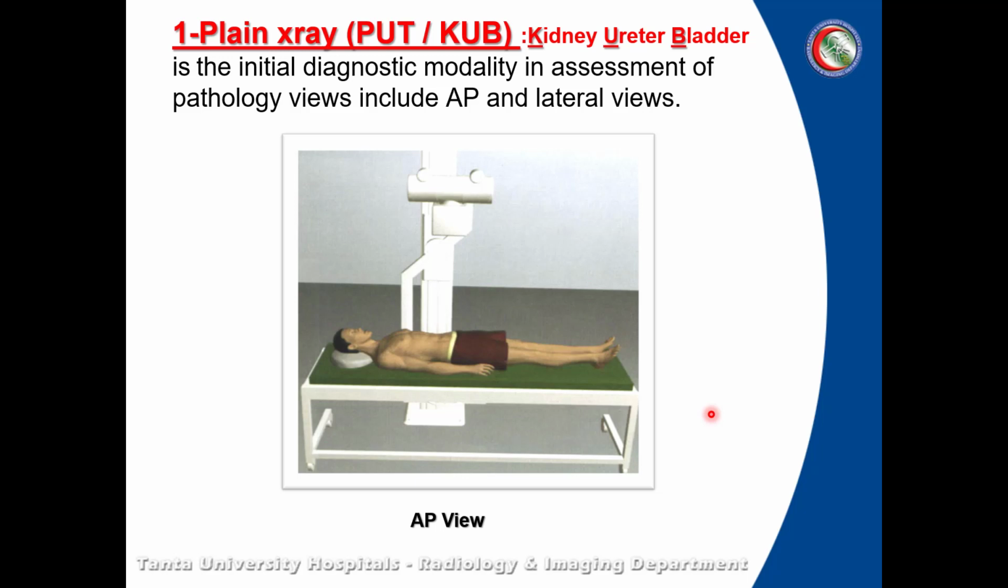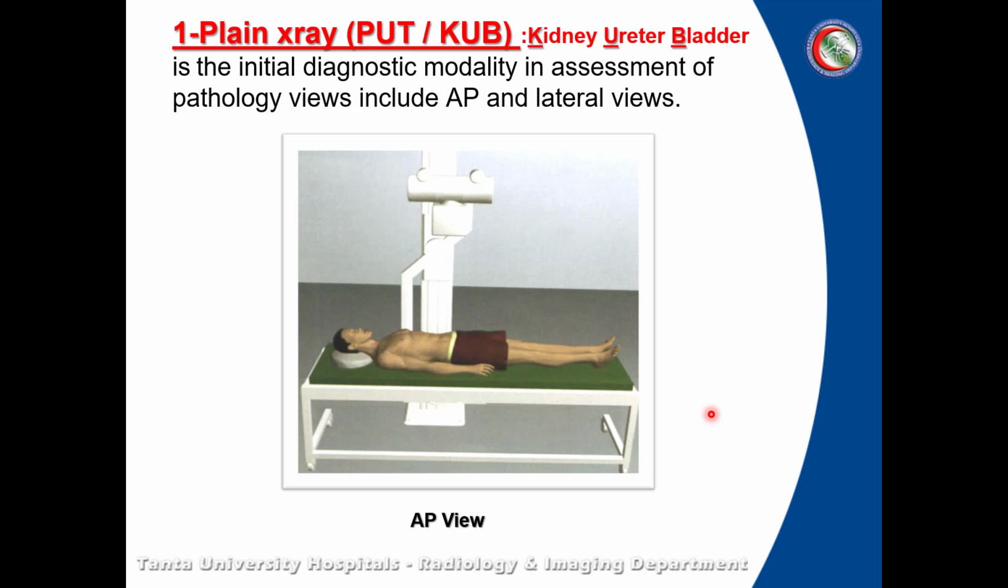Let's start with plain X-ray of the abdomen and pelvis, or PUT, or plain urinary tract, or KUB, the same meaning, kidney, ureter, bladder. It is the basic and the initial diagnostic modality for assessment of any pathology in the kidney, urinary bladder, or ureters. It includes either anteroposterior view, or in some cases we do lateral views.